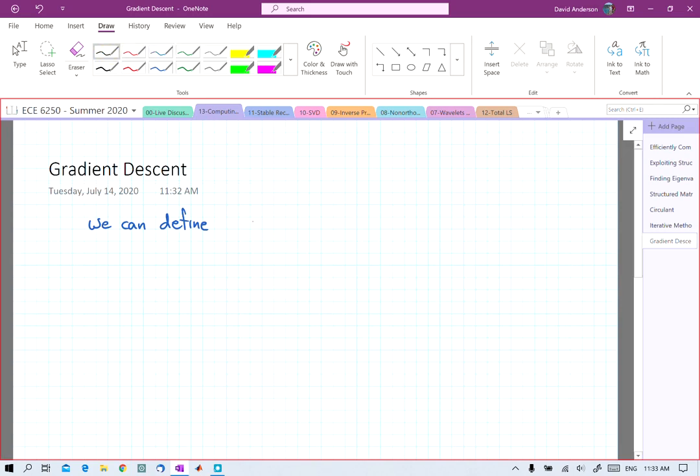Rk is equal to b minus Hxk. And we'll call this the residual.